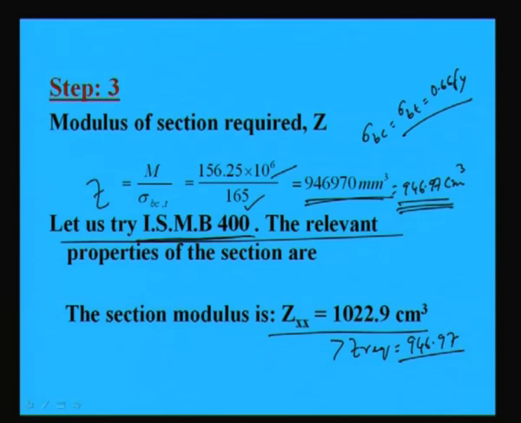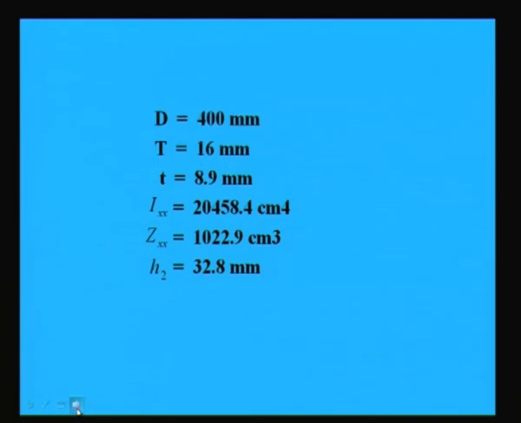So, we are choosing a section in such a way that the section modulus of the selected section will be a little higher than the required section modulus. So, in this way we can find out the suitable section. Now, for that section, ISMB 400, these are the relevant properties which are required for calculating and checking other things.